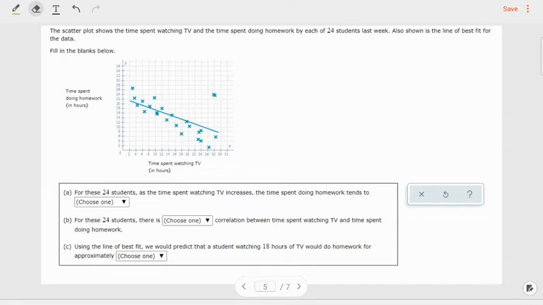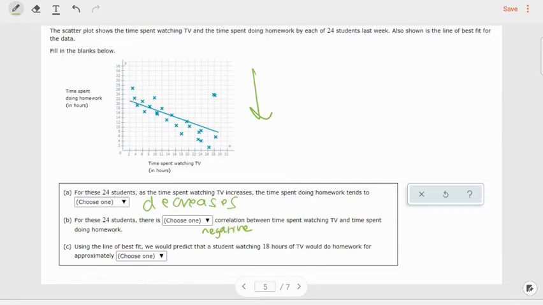But notice that my outliers don't affect the direction of my trend. It's still going down. So for these 24 students, as time spent watching television increases, the time spent doing homework decreases. For the 24 students, there is a negative correlation. So when something is decreasing as the other increases, there is a negative correlation.